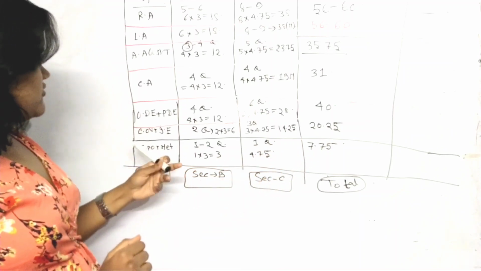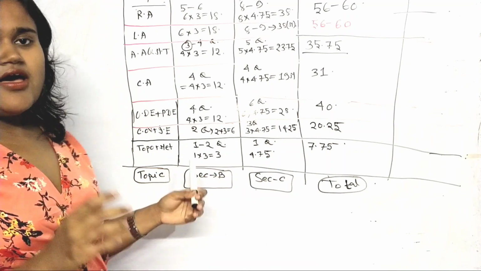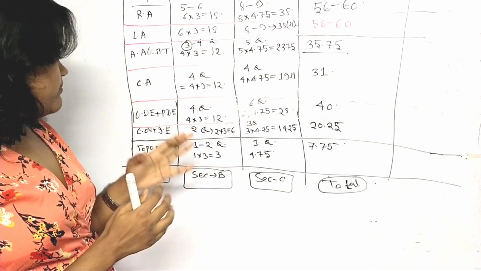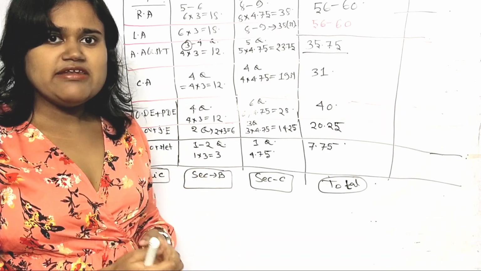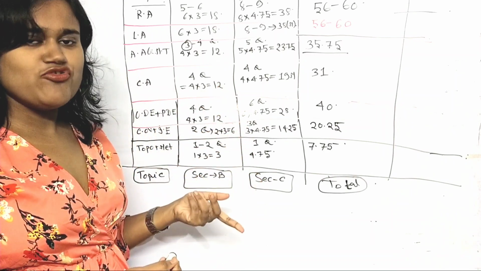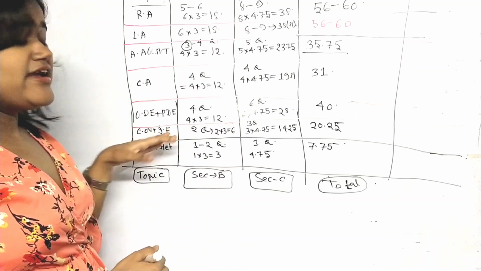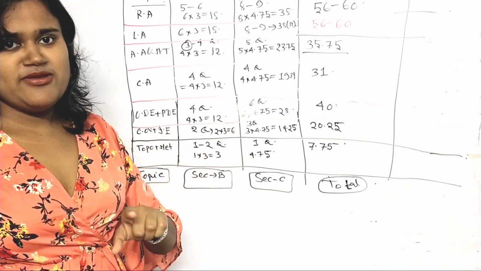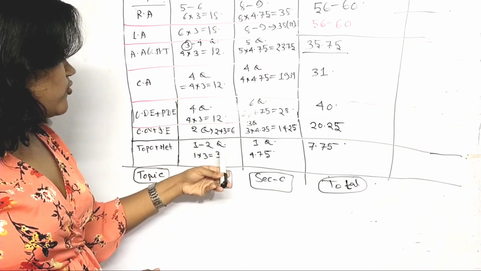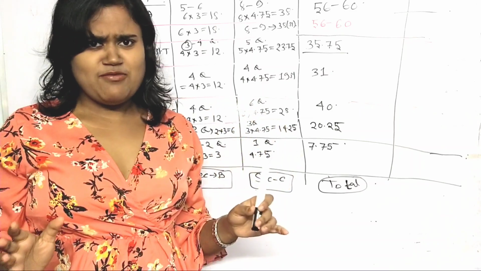And topology, metric space. This topic, people who have a strong concept in pure mathematics can solve the questions of topology very quickly. It does not take time. This is one good thing about pure mathematics, you know. So there are 1 to 2 questions, and the total is 7.75 marks.